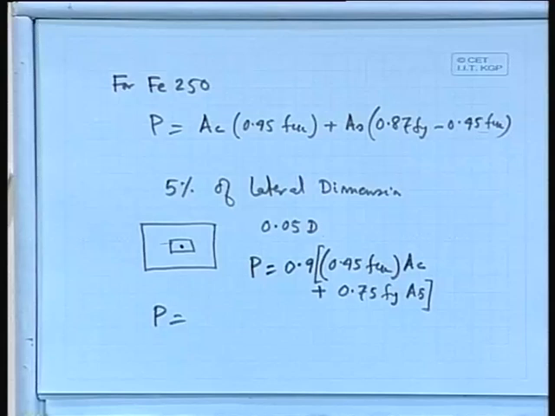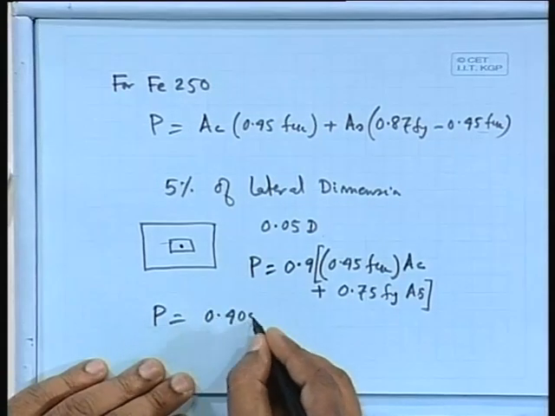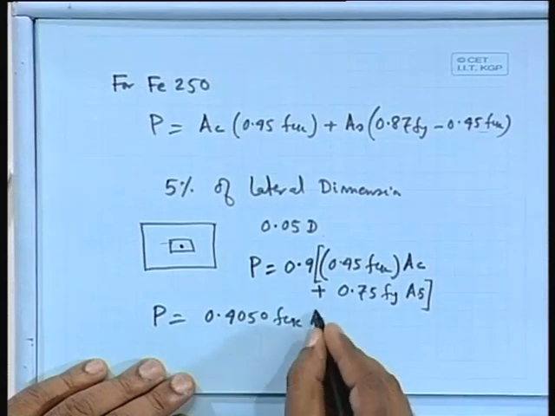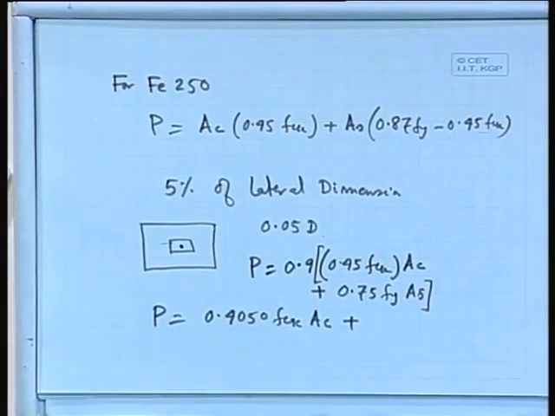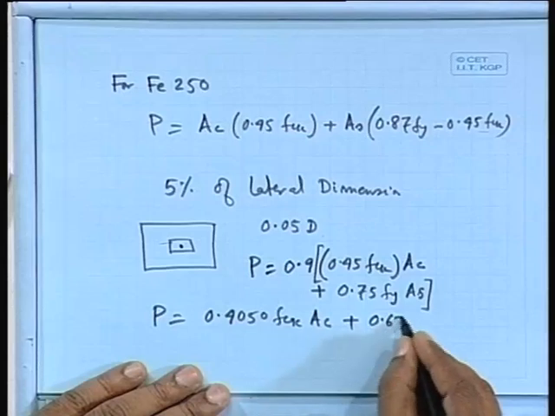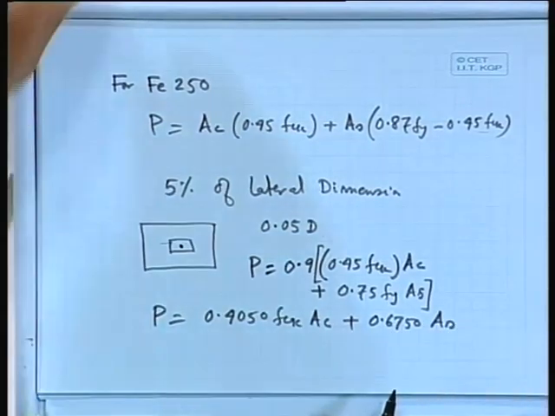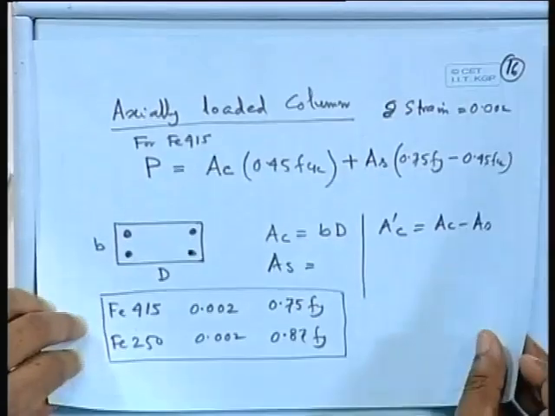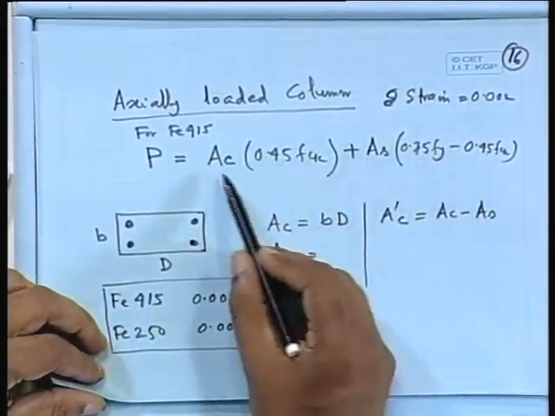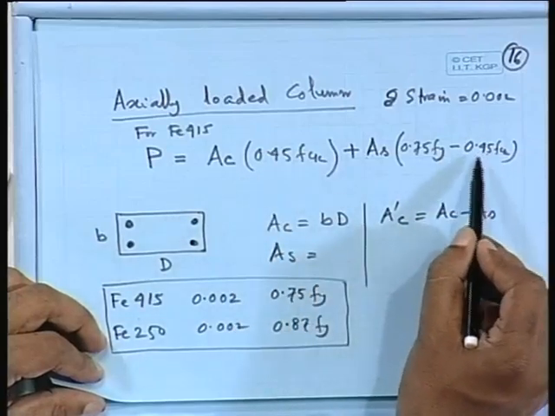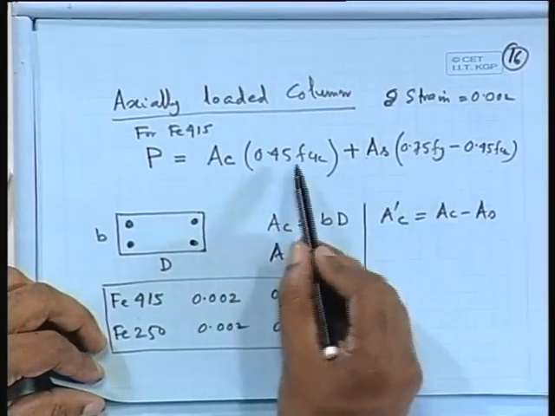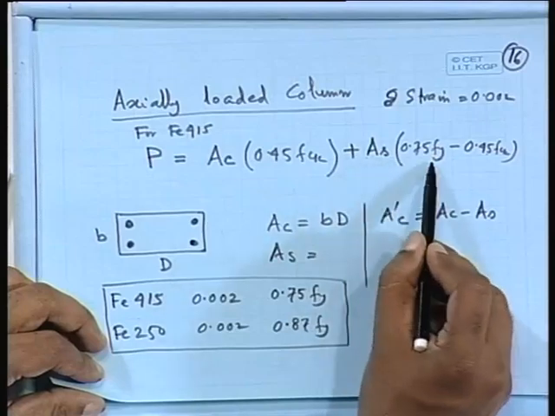so 0.9 times 0.45, 0.4050 FCK times AC plus 0.9 times 0.75, 0.6750 AS. So whatever we have done here for this axial loaded column for Fe415, we can get this one. If you ignore this portion, then we can get 0.45 FCK AC plus 0.75 FY AS.